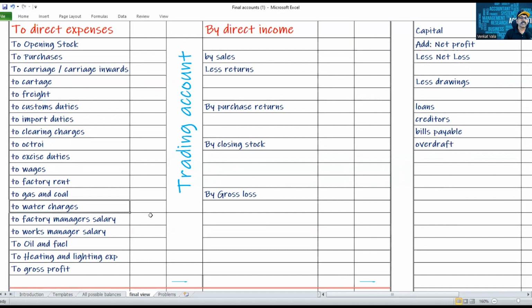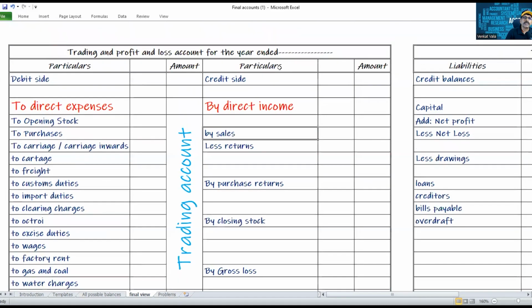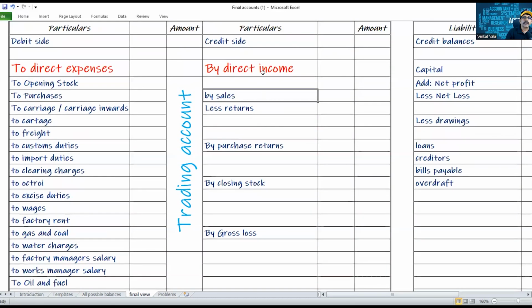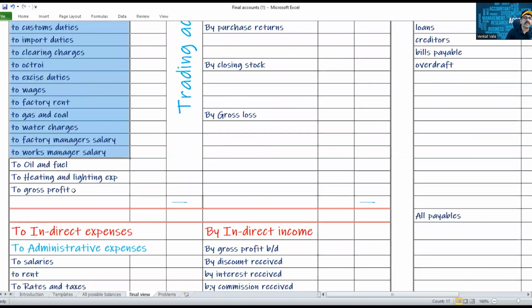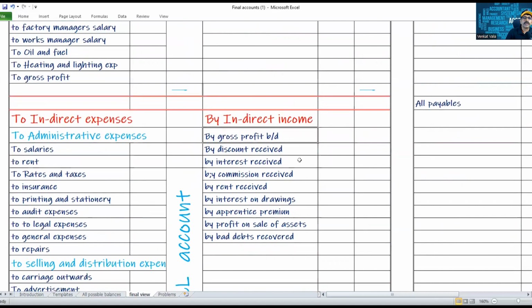Gas, coal, water charges, factory oil and fuel, heating and lighting expenses. If you clearly monitor all these expenses, all of them are directly or indirectly relevant to the manufacturing or production process. That's why they are called direct expenses and should be considered on the debit side of the trading account. Sales, being a direct income, will be considered on the credit side of the trading account. If the credit side total is more than the debit expenses, then we'll get gross profit. This gross profit will be brought forward to our P&L account.